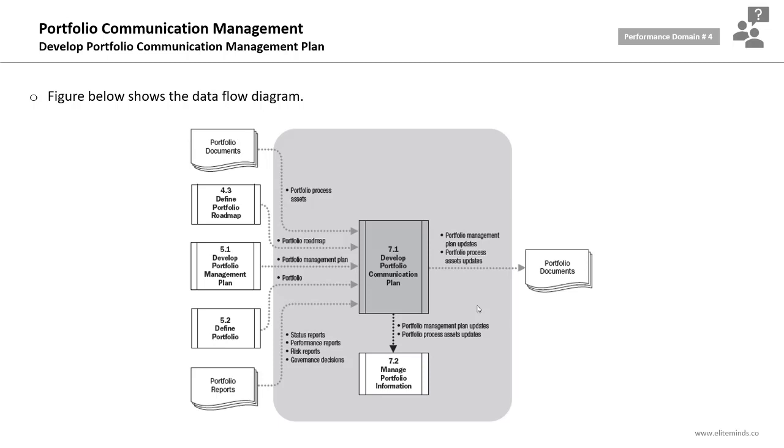The data flow diagram of this process is showing that we will need inputs from the define portfolio roadmap process, develop portfolio management plan, and define portfolio processes, in addition to some inputs from the portfolio documents and the portfolio reports. The outputs of this process will be archived in the portfolio documents and will be used in the manage portfolio information process, which I will explain in the following lecture.